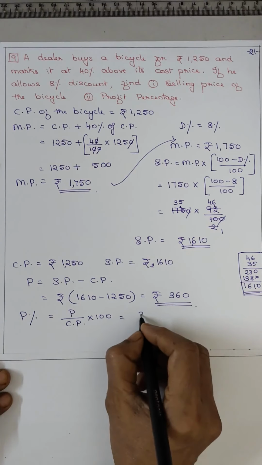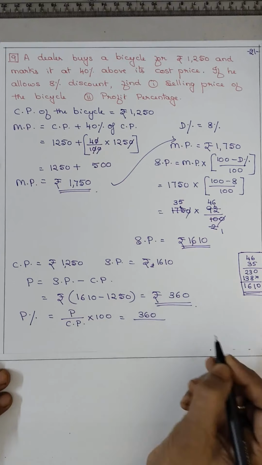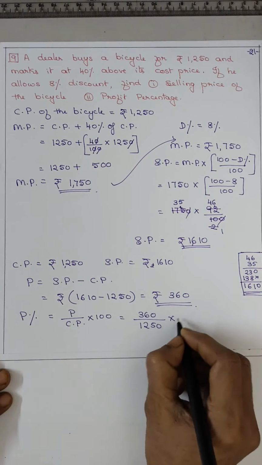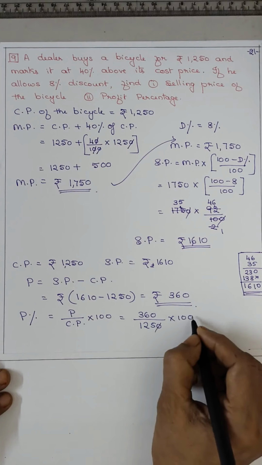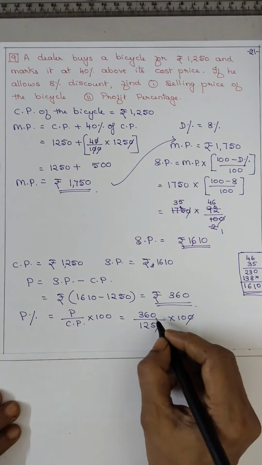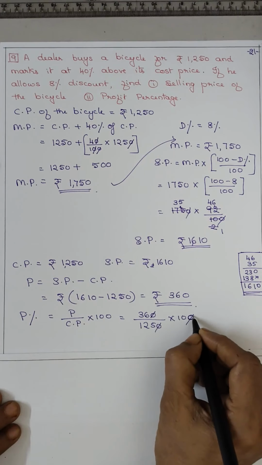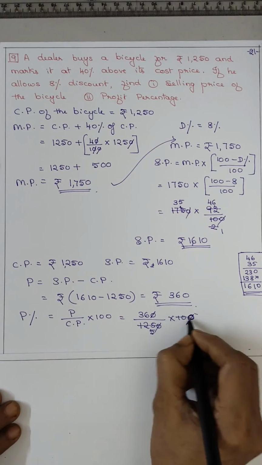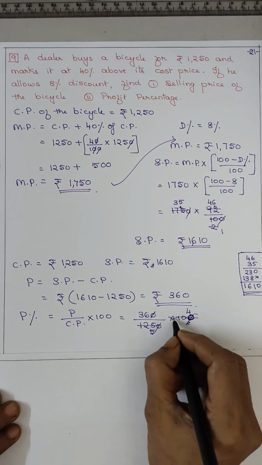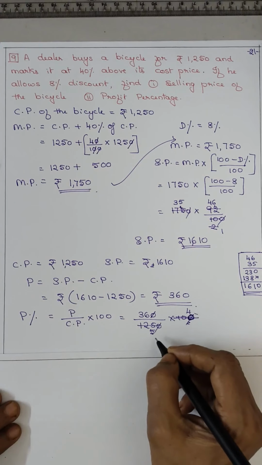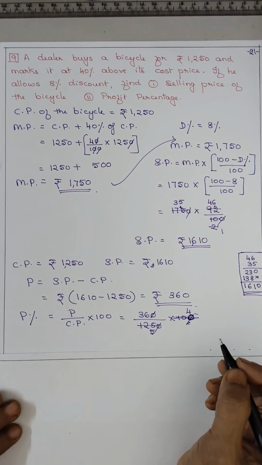Profit, how much is it? 360. CP is 1250 into 100. 0, 0 cut. Okay, this is easy. 0, 0 cut. Now 25 5s are 125, 25 4s are 100. 0, 0 cut.